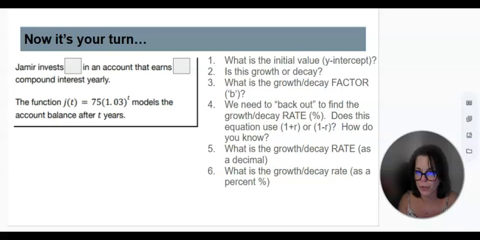All right, now it's your turn. I want you to try this one on your own. We're going to go over it in class, but it's important that you take the time to try it, be willing to make a mistake. That way we can correct any mistakes and you'll learn from them when we're together in class.